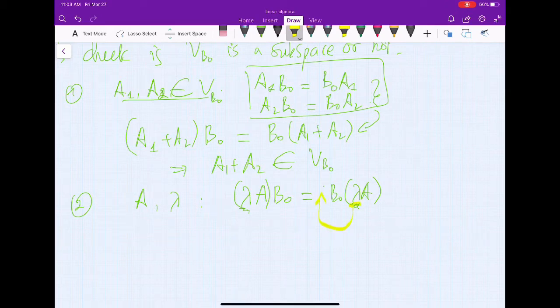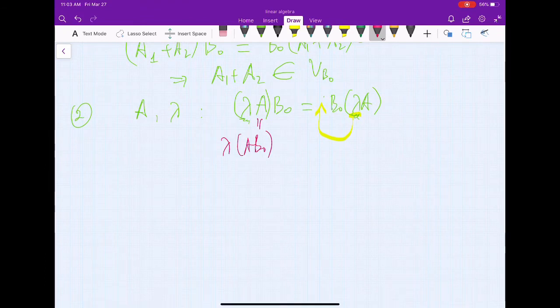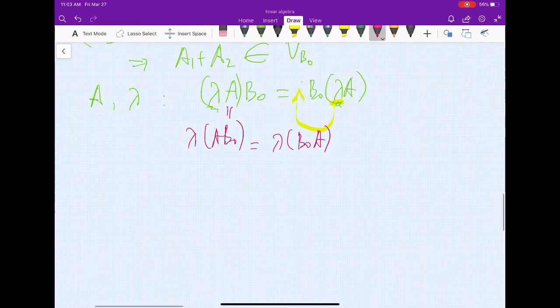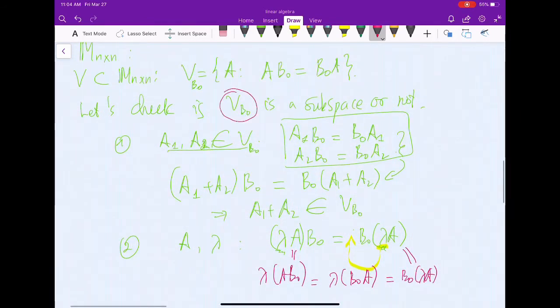So you can take this out, right? And you get just lambda A B0 from the left-hand side. Since A B0 equal to B0A, you get lambda B0A. And since lambda is the number, you can take that in, you get B0 lambda A, which equal to the right-hand side part. So basically, yes, the set VB0 is a subspace for each B0.